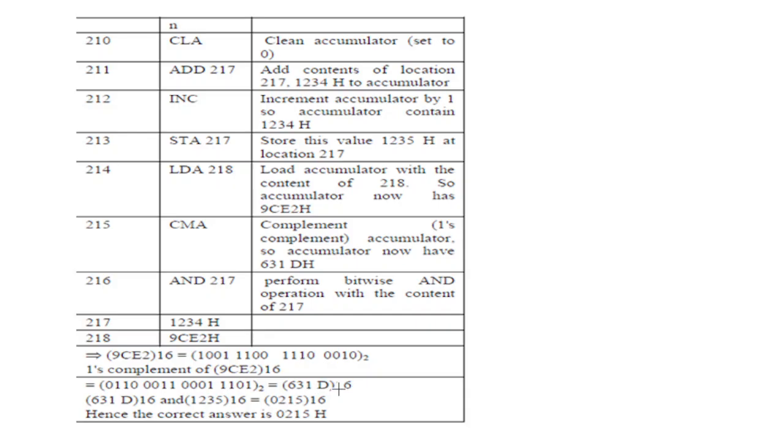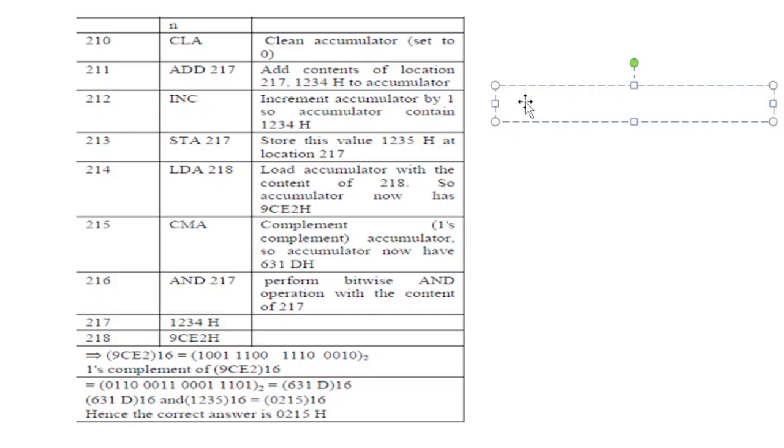Okay, this 631D we have to AND with the next operation: load 217 and perform a bitwise AND. So we should AND 631D and 1235. We take the binary values of each and do the AND operation. We will get 0215. The answer is 0215. I will show how to do the AND operation.